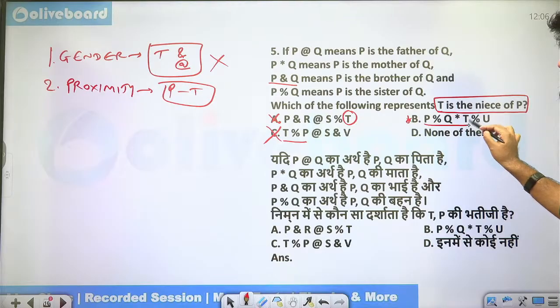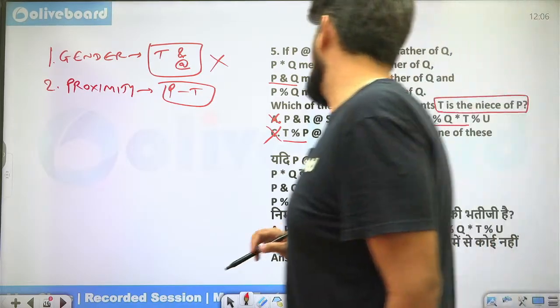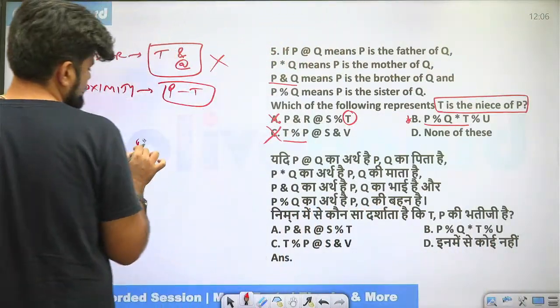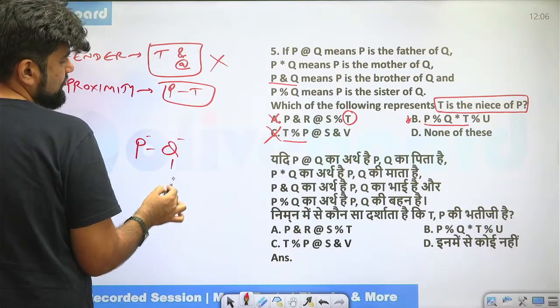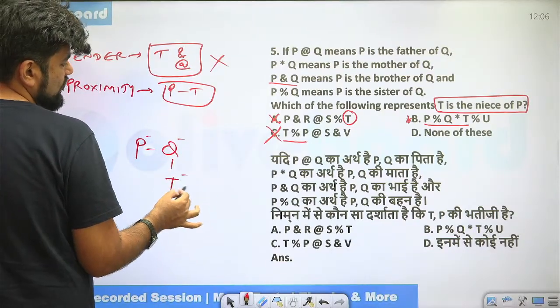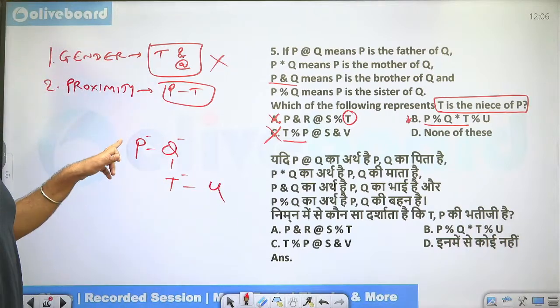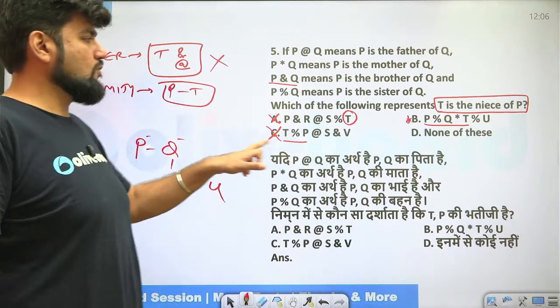So P related to T. Let's plot this. P% Q. P is the sister of Q. Q asterisk T, Q is the mother of T, and T% U, T is the sister of U. So now we know T is the niece of P. T is the niece of P, so option B is the correct answer.